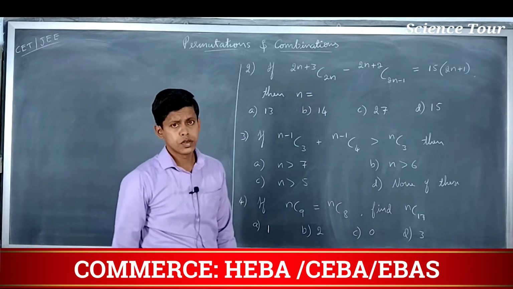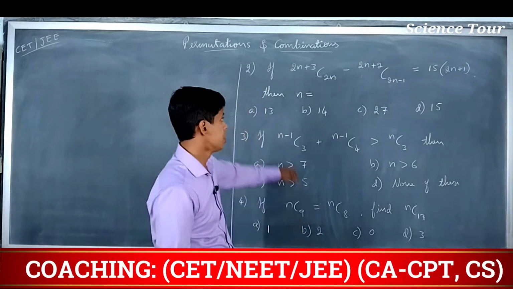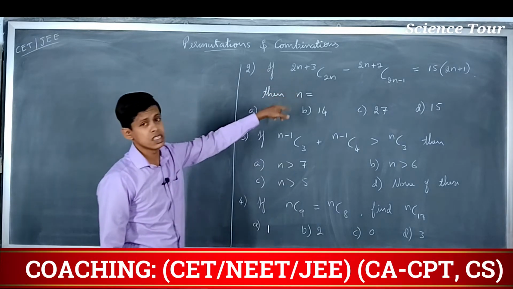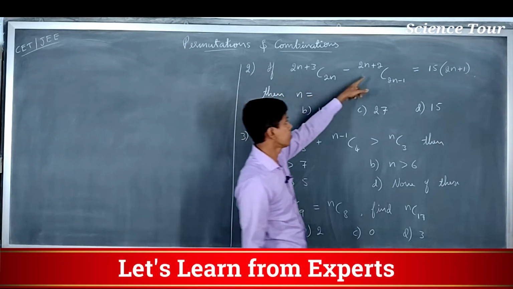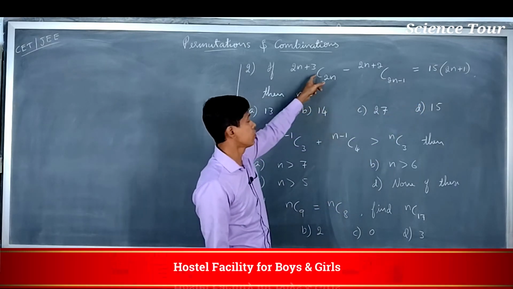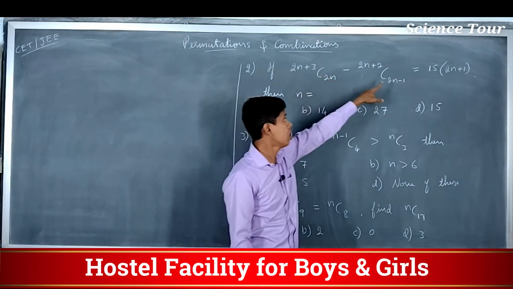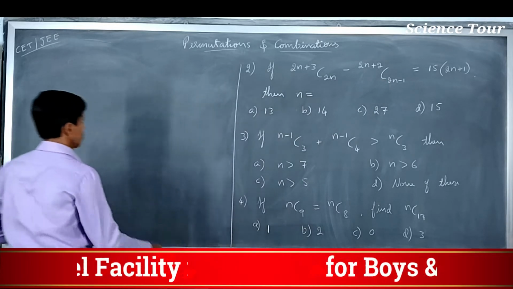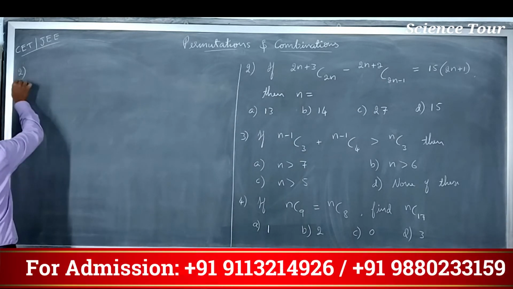Okay, now dear students, let's move to the second problem here. You have got (2n+3)C(2n) minus (2n+2)C(2n-1), that's equal to 15 into (2n+1). So you have to use the nCr formula in two places. So let's begin with that.